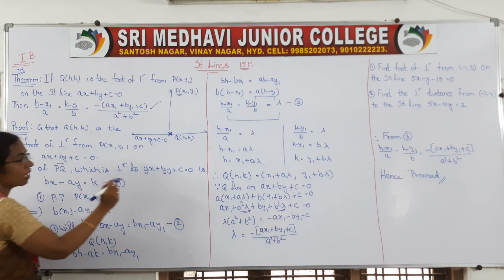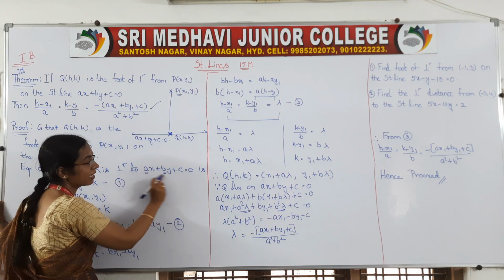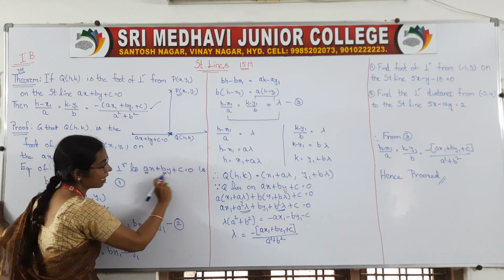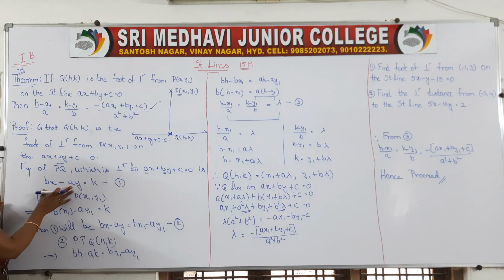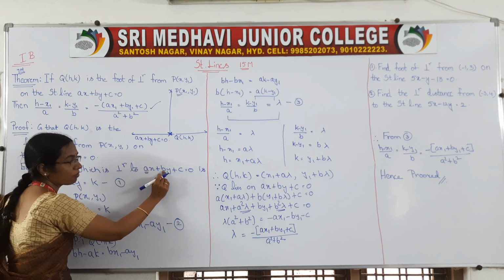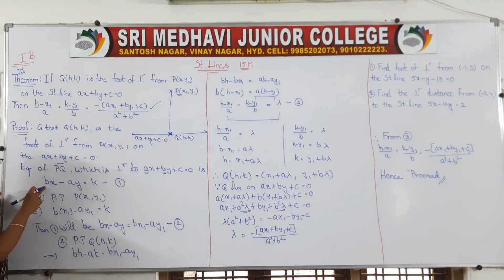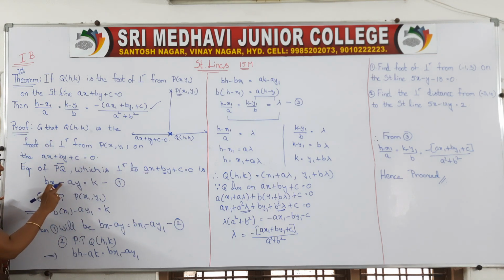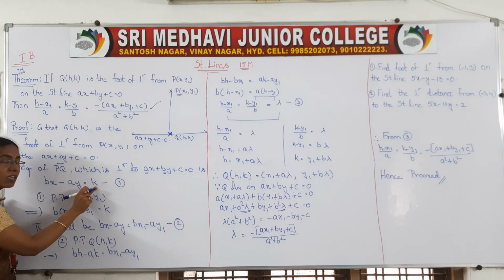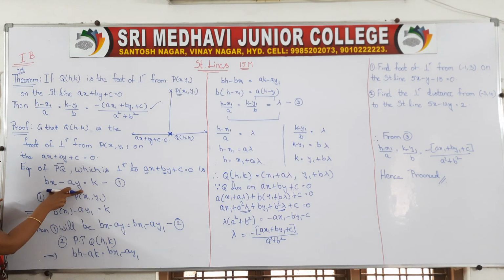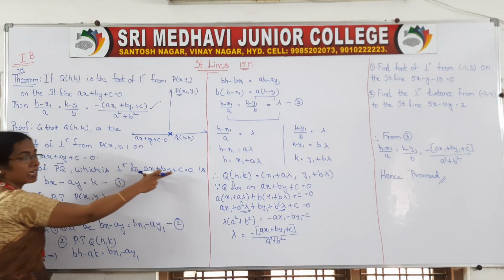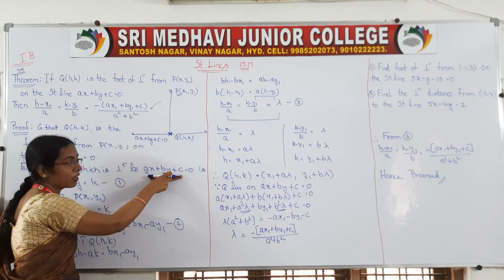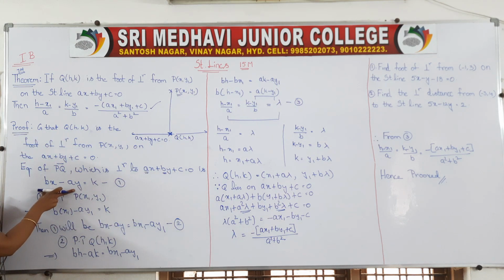What is that formula? Equation of the straight line perpendicular to any line. How do we have to take it? Observe carefully. Y coefficient will come with x and x coefficient will come with y, and in the middle a negative sign, is equal to k. This is the formula for the perpendicular line to this line. Okay, so it is perpendicular.